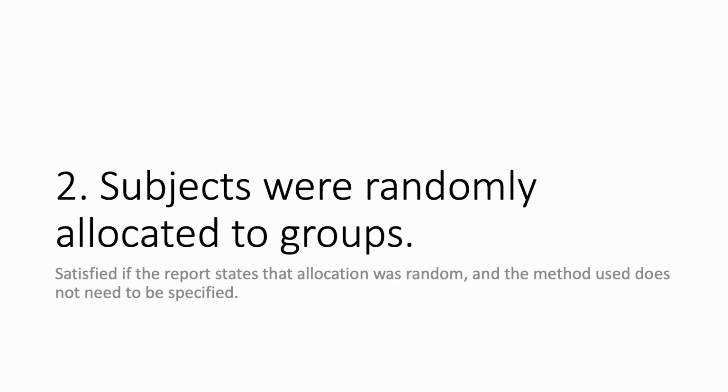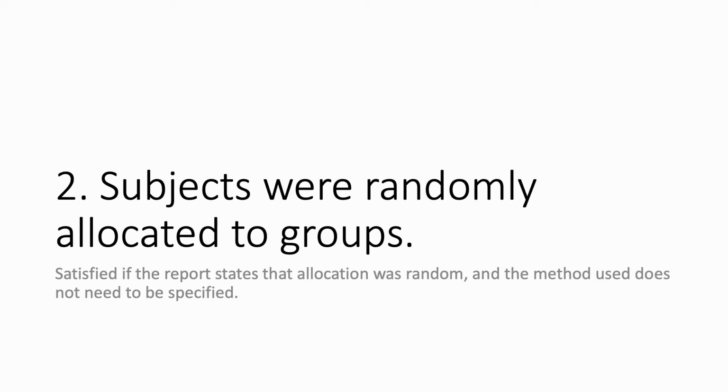The second criterion has to do with random assignment. Essentially, we want to know, were subjects randomly allocated to their groups? And the purpose of random assignment is to, for lack of better words, level the playing field. We want to make sure that all of the traits and prognostic indicators across all patients are evenly distributed among groups. And if they are not evenly distributed, even though we did random assignment, we assume that it is due to chance. So this criterion is satisfied if the report states that allocation was random.